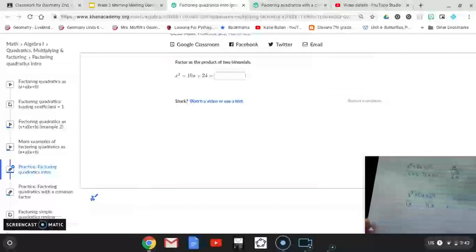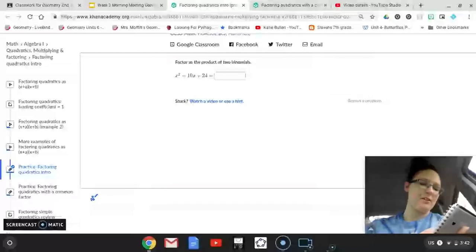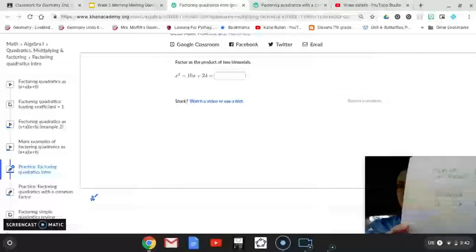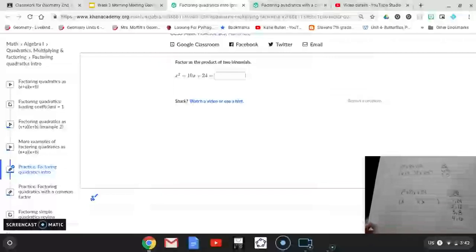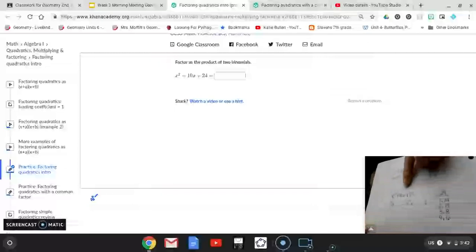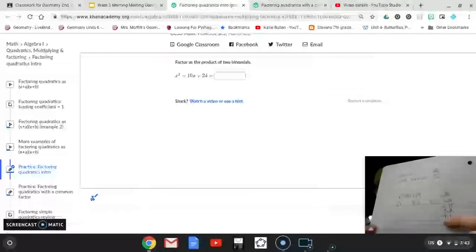And then I'm looking at that 24. Well, for factors of 24, this one has a list, right? We've got 1 and 24, 2 and 12, 3 and 8, 4 and 6, right? There's all my factors of 24. All right, so I'm trying to pick the pair that's going to combine to make this positive 10. So positive 10. Well, there are two ways I think that I can get there. I've got this 2 and 12, and I also have this 4 and 6.